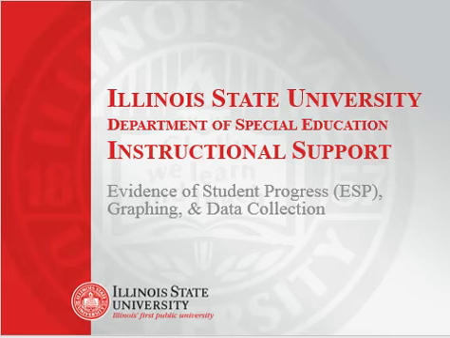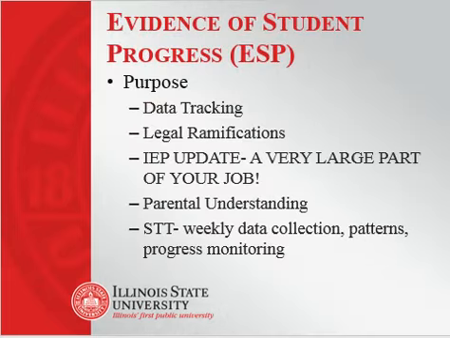The following presentation will provide you instructional support when completing your evidence of student progress, otherwise referred to as ESP, when graphing, and when collecting data for the application and your future classrooms. The evidence of student progress application is a representation of what your responsibilities as a special educator will entail in terms of data tracking, progress monitoring, and IEP updating.